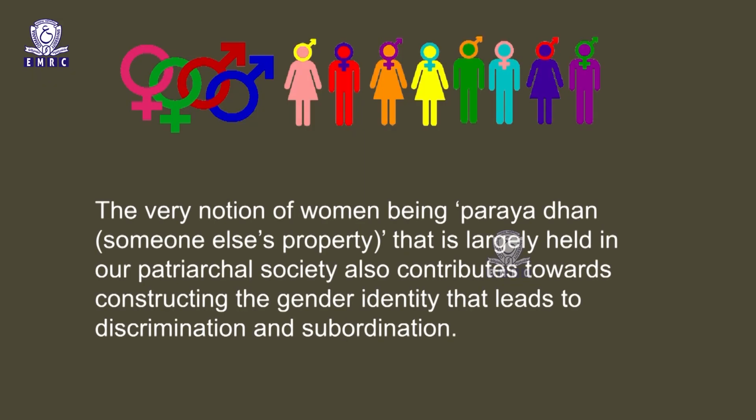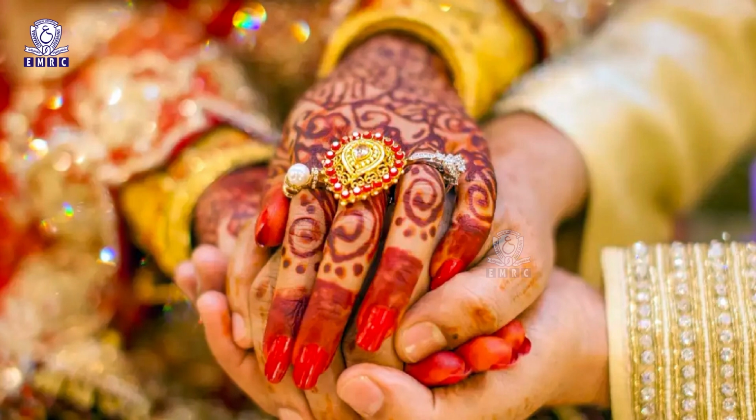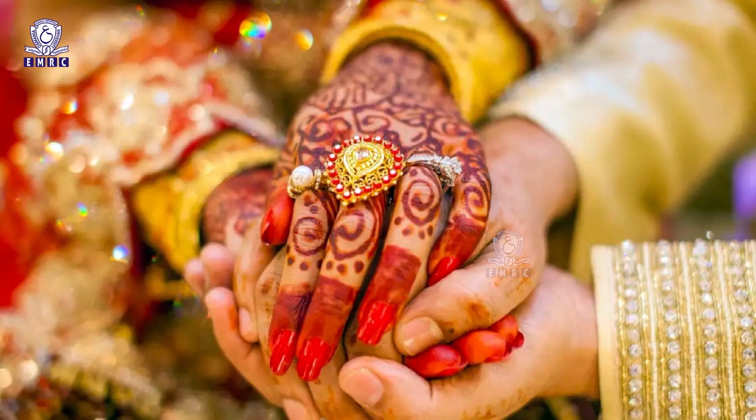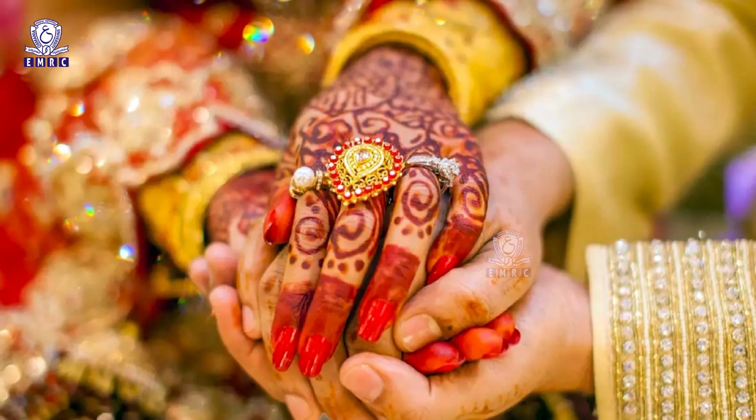The very notion of women being paraya dhan, or someone else's property, that is largely held in our patriarchal society, also contributes towards constructing the gender identity that leads to discrimination and subordination. A woman is never regarded as a permanent member of her natal family, as she has to leave that family and move to her husband's house culturally. This gives rise to the belief that she will never contribute to the family income and instead she will take away a certain part of the family income as her dowry.